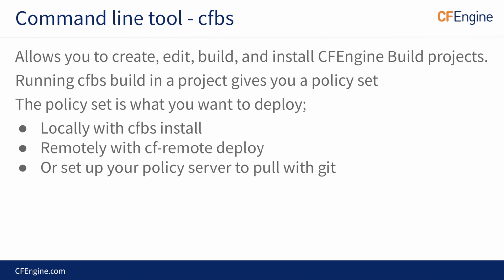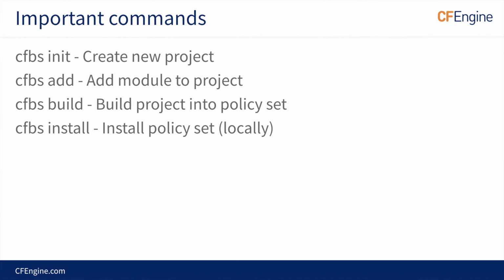For a community, you have these three options, I'd say. So you can deploy it locally. You do that with CFBS install. You can deploy it remotely by typing cf remote deploy, or you can set up your policy server to pull with Git. And then for enterprise, there is also the GUI.